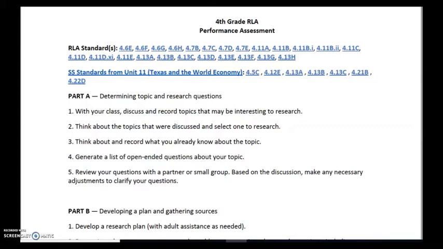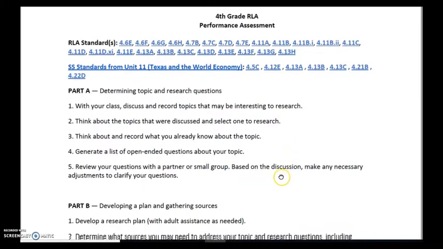In Part A, they are determining topics and research questions. With their class, they're discussing and recording topics that may be interesting to research. They're thinking about the topic that we're discussing and selecting one to research. They also had to think about and record what they already knew about that topic, and we use a KWL chart for that. They had to generate a list of open-ended questions about their topic, and review the questions with a partner or small group, which we did on our learning platforms. Based on the discussion, we made any necessary adjustments to clarify our questions.